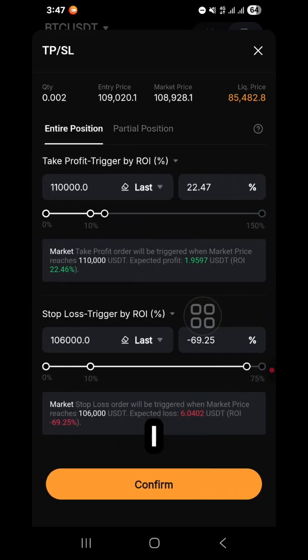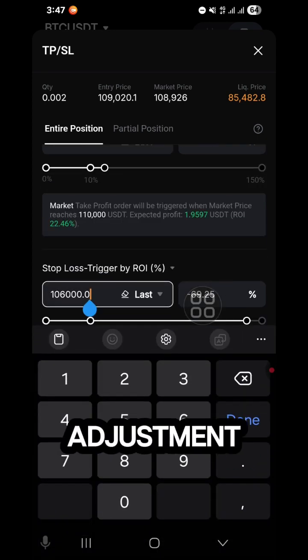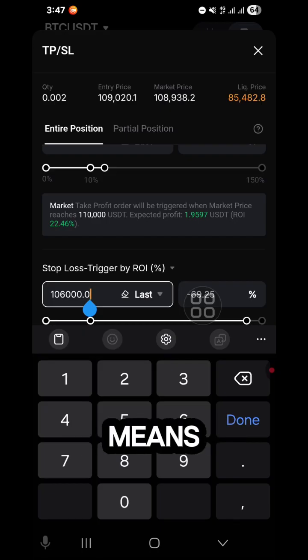So if you want to make an adjustment to your stop loss, let's say you want to break even, you can do that at this particular place. From here, you can adjust your stop loss. Taking partial simply means, sorry, I don't mean take it partial, obviously, take profit partial.